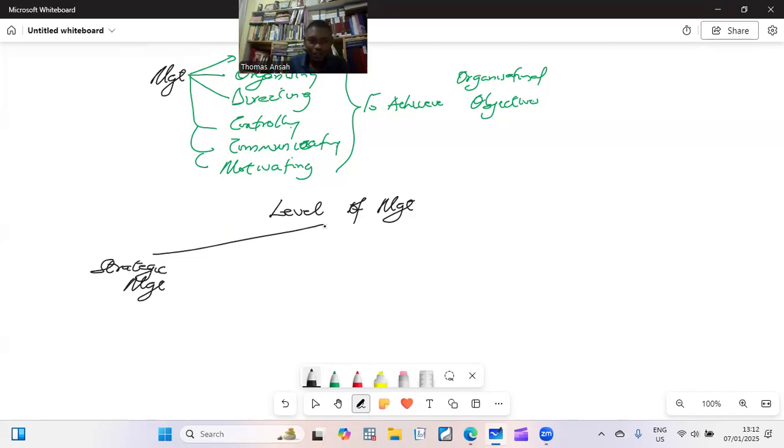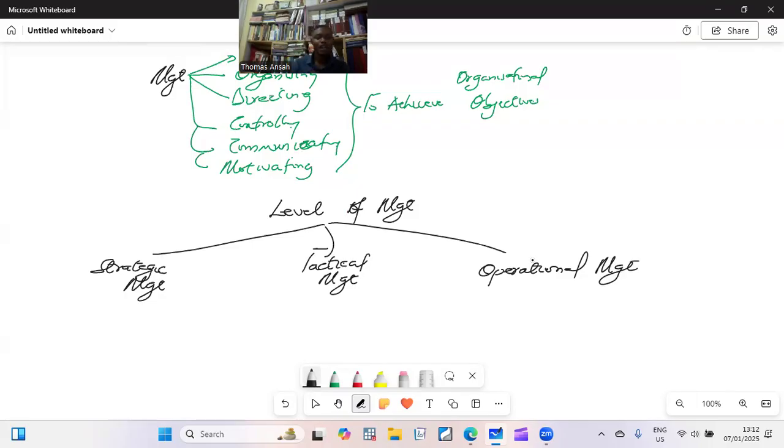Then we have the tactical level, those who are at the tactical level. Then we also have those who are at the operational or control level. So we call them the operational management or operational control. So basically, that is that.